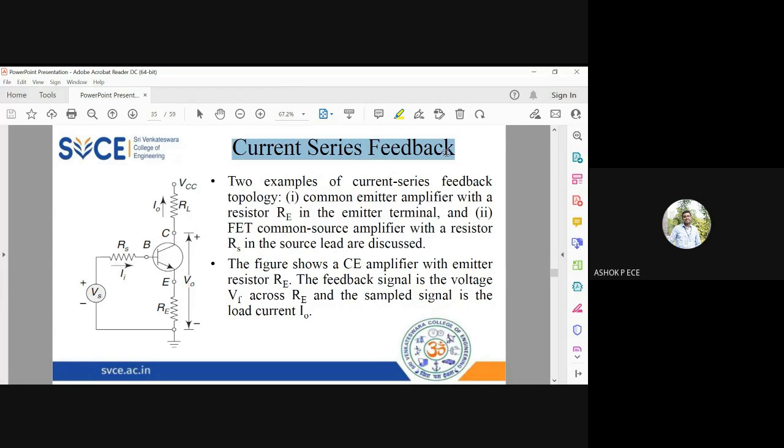So there are two examples of current series feedback. I am not going to explain what the other topological name for current series feedback is, which you should be very familiar with by now. So current series feedback, we have two examples.